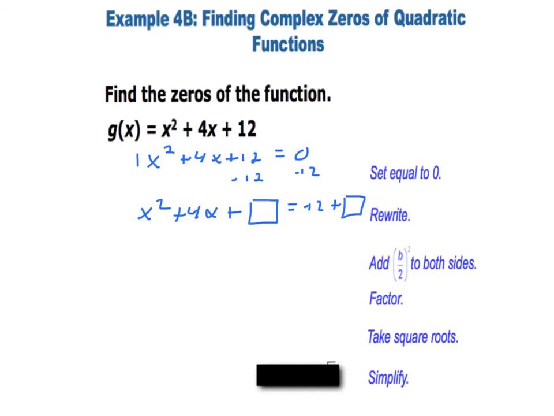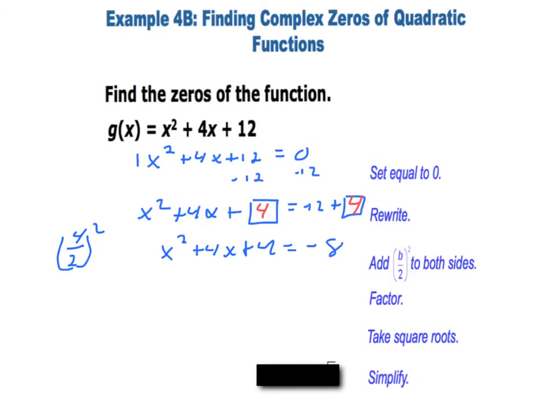We're going to take half of this linear term. Half of that linear term is 2. Let me write it over here. And then we're going to square that. So 4 divided by 2 is 2, and 2 squared is 4. So I'm going to add a 4 to both sides, just like that. Now, simplifying this, I have x squared plus 4x plus 4 is equal to negative 8.